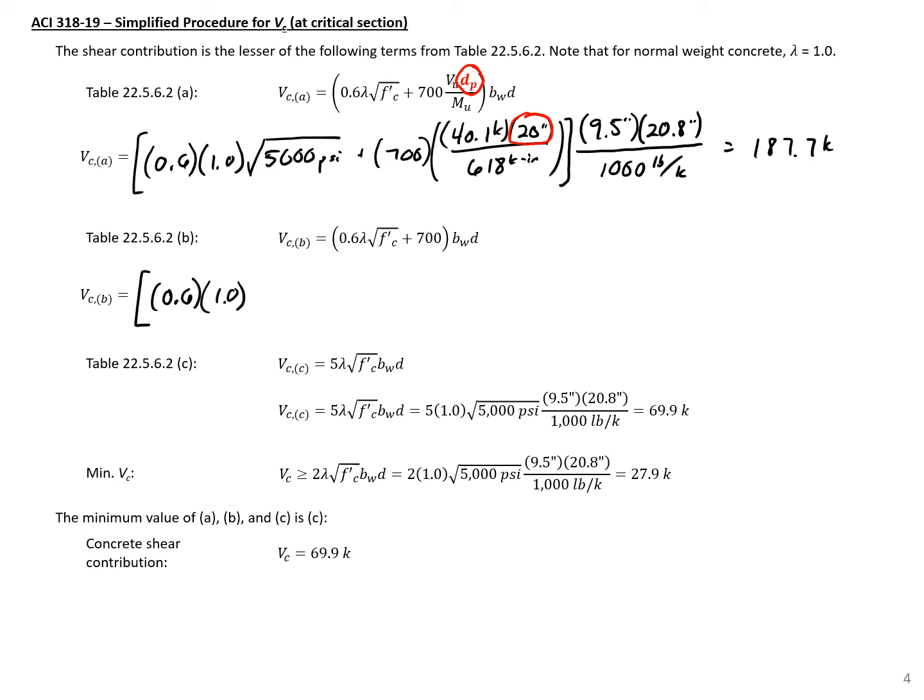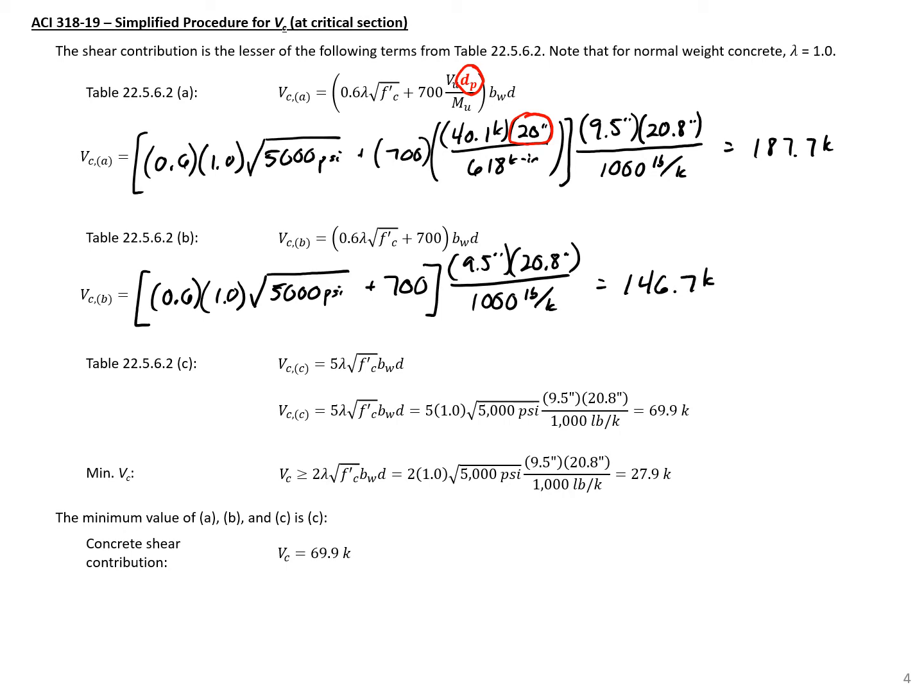We can plug our numbers into our V sub CB equation, and we'll get 0.6 times 1.0 times the square root of 5,000 psi, plus 700, and then times 9.5 times 20.8 inches divided by 1,000 pounds per kip. And this will give us a value here of 146.7 kips.